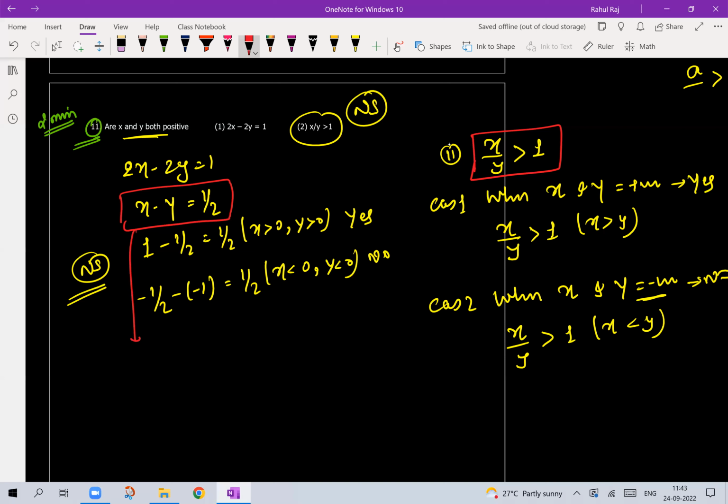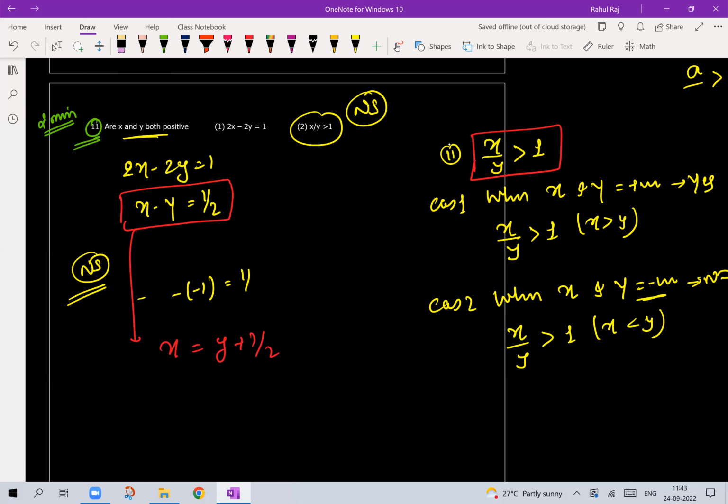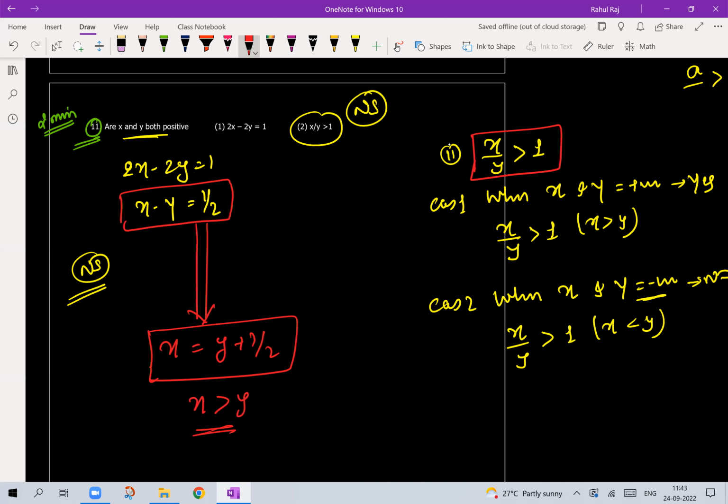From option number 1, what do you understand? Can I say x is equal to y plus half? I know this statement is not sufficient. Now that's over. All I'm trying to do is combine now. So from option number 1, can I say x is equal to y plus half? Please tell me. Yes, Rahul. And if x is equal to y plus half, what does this mean? Can I say 100% x is greater than y by half? It means x will be greater than y for sure. Now you take y any positive number, you take y any negative number. It does not matter to us at all, but x will always and always be greater than y.